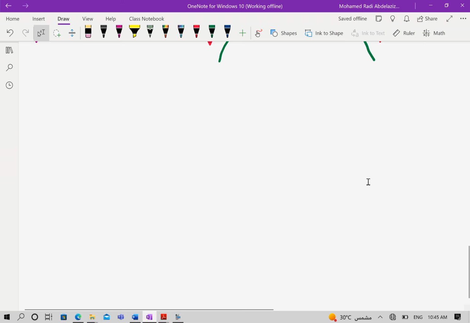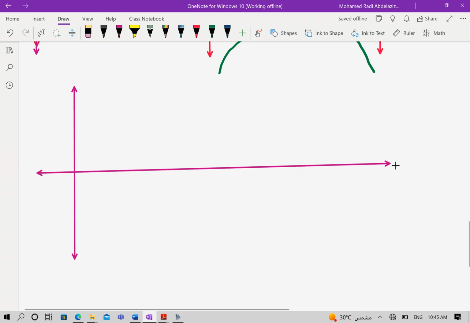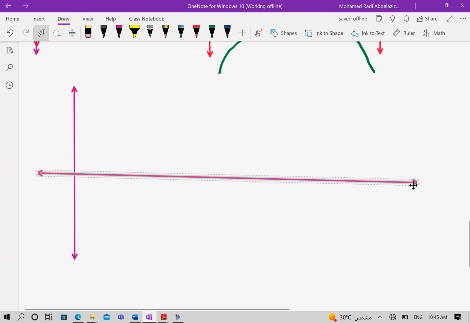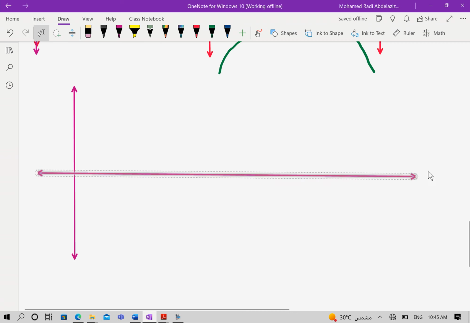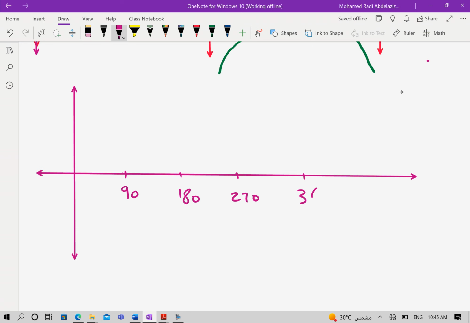Now we'll sketch the graph of tan. Do you remember the tan graph? The asymptote lines of tan are at which values? Tan 0 is equal to 0, tan 180 is 0, and tan 360 is 0. Tan of any odd multiple of 90 is not defined.